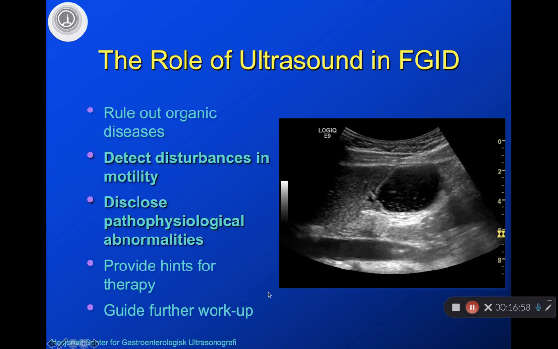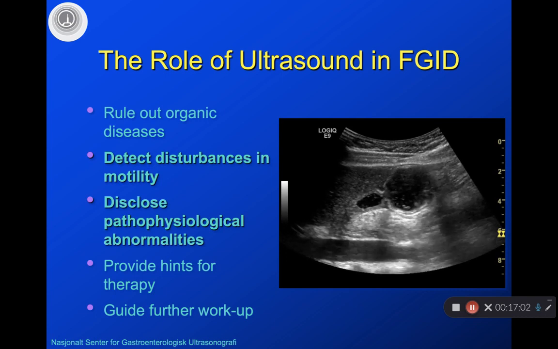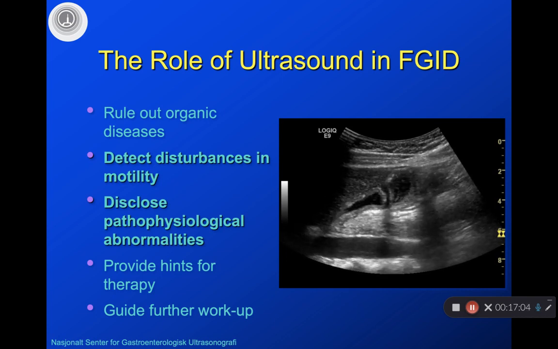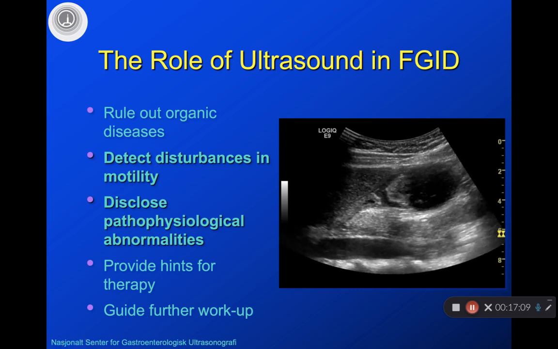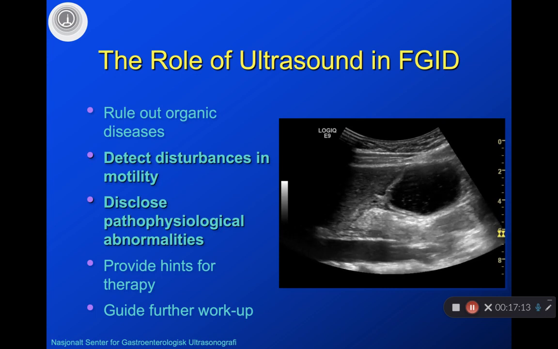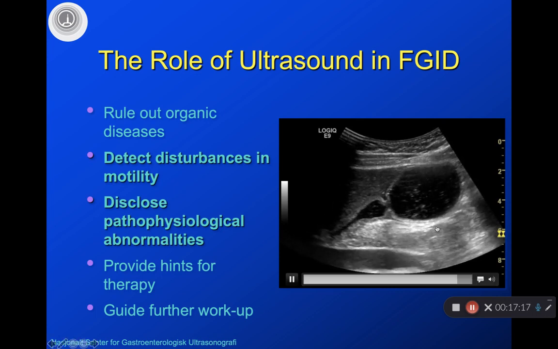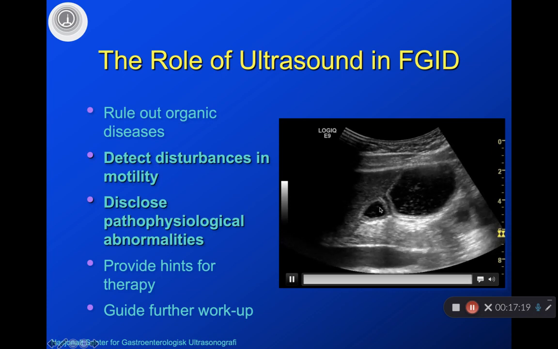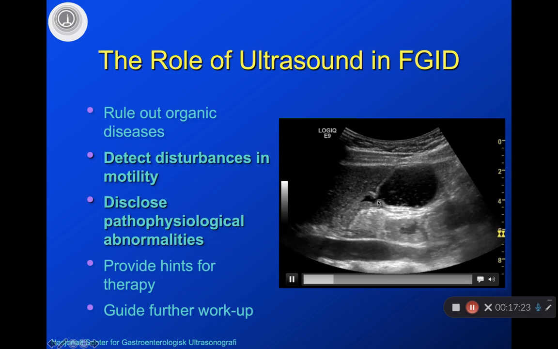The role of ultrasound in functional GI disorders is first to rule out organic diseases, then to detect disturbances in motility and disclose pathophysiological abnormalities. And all these may provide hints for therapy and further workup of the patient. Here you can see the gastric antrum, the duodenal bulb, and the opening and closure of the pylorus.